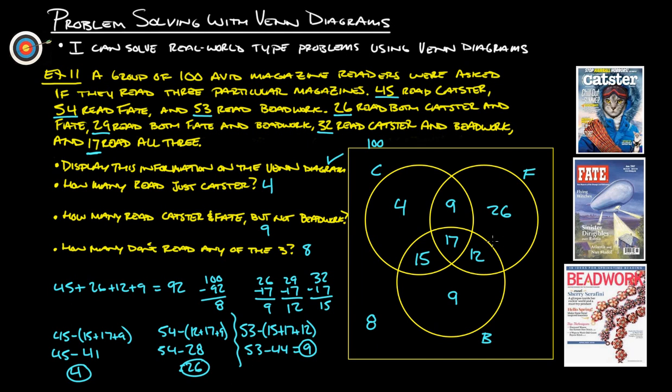Okay, so the big key: start with the middle, find the number that all 3 read, and then find each of the ones that read 2 of the 3. Then we can find how many read just each single magazine, and then we can figure out how many don't read any of them. That's the way you want to do the triple Venn diagrams.